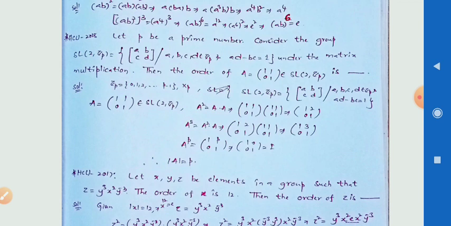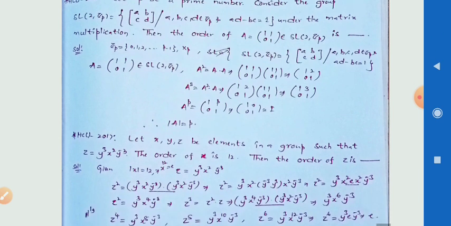Here, for the given matrix, multiplying, I am getting the identity element. Therefore the order of the given matrix must be a prime number, that is p. Next, another question.